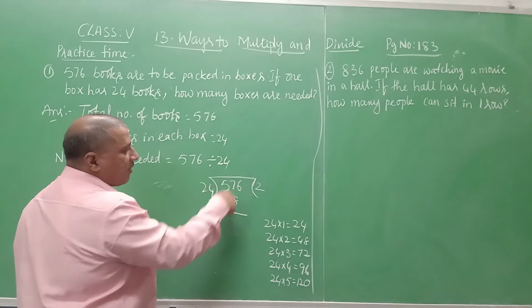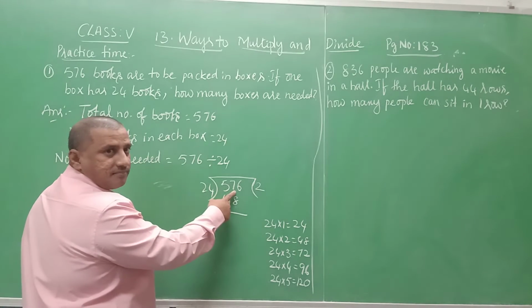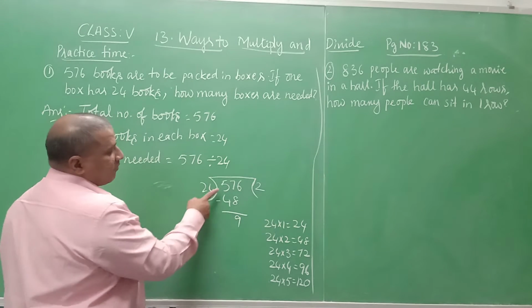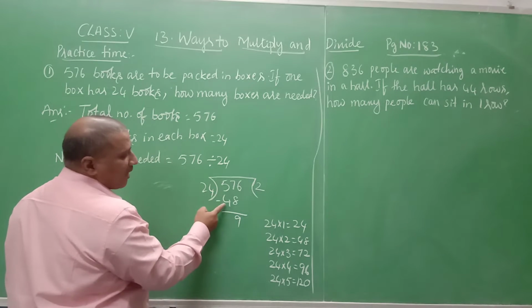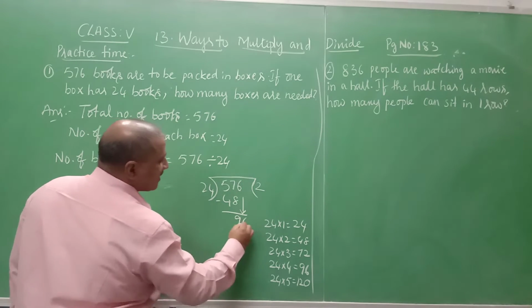Not possible. Go for borrowing. Then we get 10. 10 plus 7, 17. 17 minus 8, it is 9. Then what is left? It is 4. 4 minus 4, 0. So keep arrow and bring next digit 96.